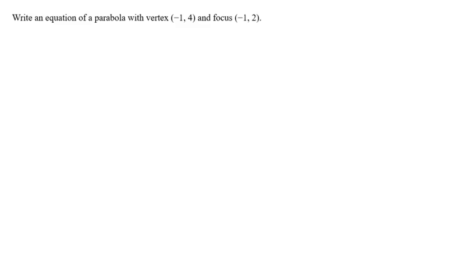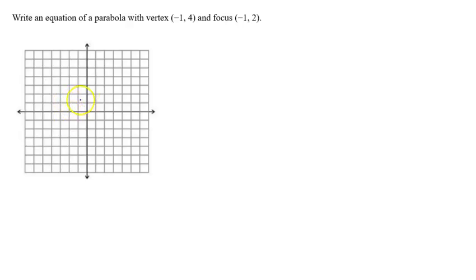So now we need to write an equation of a parabola with a vertex at (-1, 4) and a focus at (-1, 2). And I really need to see what that looks like. So my vertex is at (-1, 4), so left 1, up 1, 2, 3, 4. And my focus is at (-1, 2), so back 1 and up 2. So it's going to look something like this. Right? It's opening down. My vertex is here.